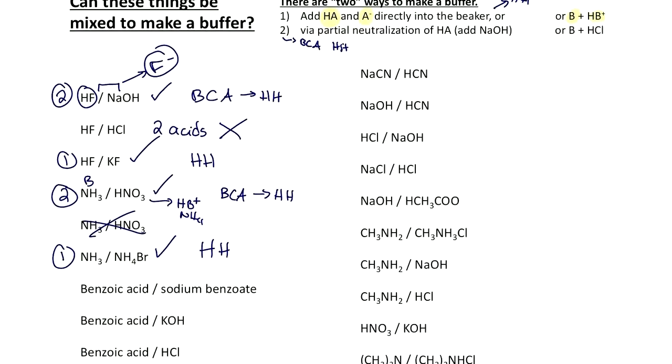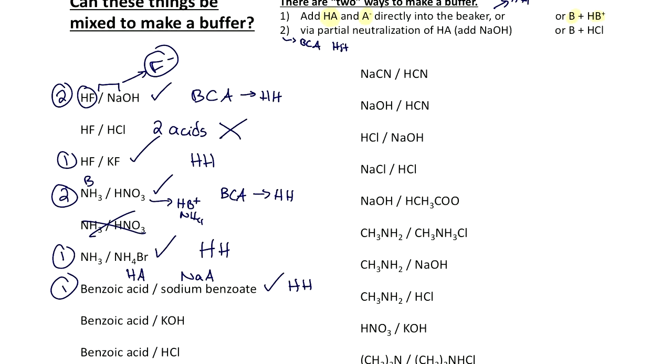Benzoic acid and sodium benzoate. Is that a buffer? That is a buffer, yes. So benzoic acid, that's HA. Sodium benzoate, that is NaA. So do you have to BCA this? No, you don't. You just Henderson-Hasselbalch right away. I like your confidence, though. So that's a buffer type 1. There's no strong things. There's no neutralization happening. You just put that straight in the Henderson-Hasselbalch.